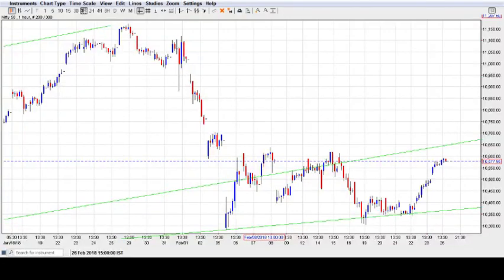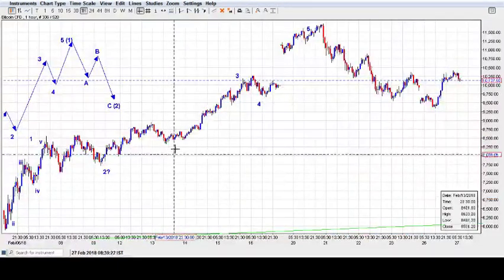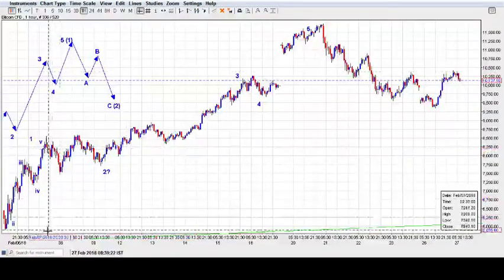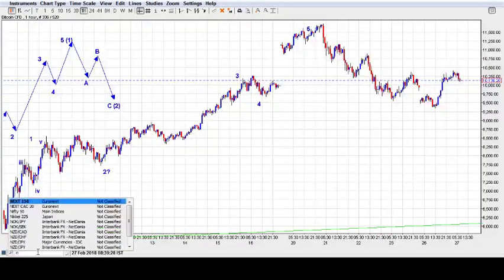Oh my God, I hope I don't lose the chart here. I did lose the chart. Just a moment. I've got a Bitcoin chart. Let me see if I can bring up the Nifty here. Just wait for a second. I think I should be able to.